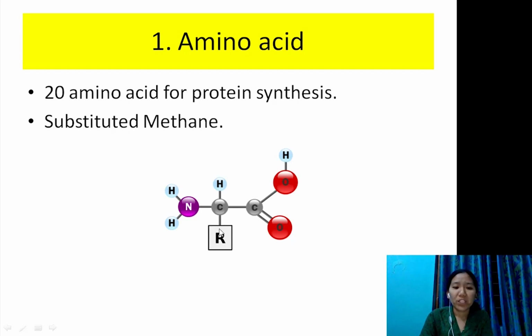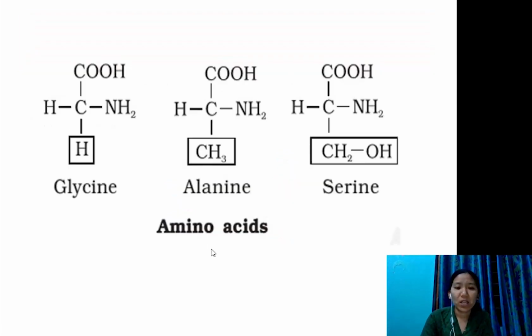Depending upon the chemical structure of the R, we have different types of amino acid. So this R can be anything. Let us look at three such examples. If the R is substituted by H, we get the amino acid called glycine. If R is substituted by a methyl group, we get alanine. Likewise, if it is substituted by CH2OH, we get serine. So depending upon the chemical nature of the R, we get different amino acids.